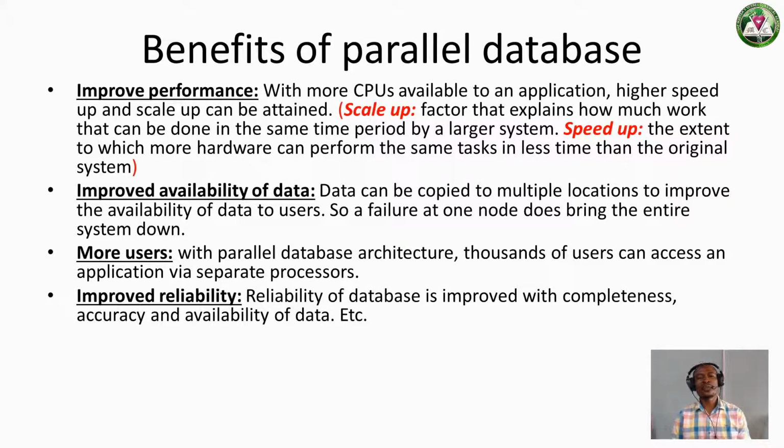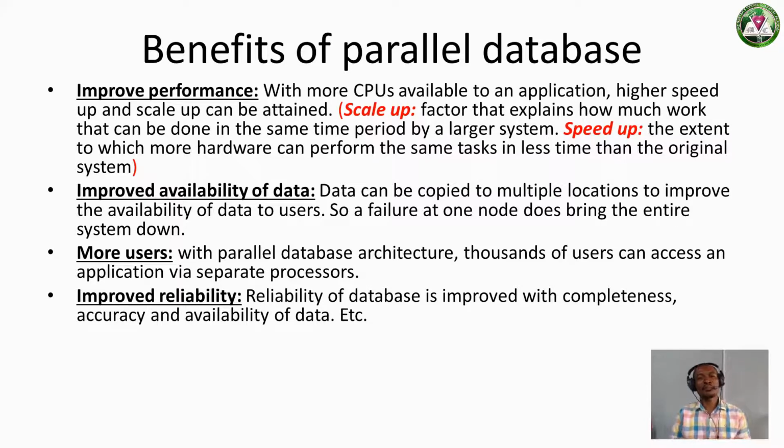Alright, the next one is improved availability of data. In this case, data can be copied to multiple locations to improve the availability of data to users. For example, sometimes when you come back, there may be one document or the other that the parents will sign. If we put them in one location, you discover that this document will not be available to your parents to sign. So we distribute them so that it will be available to your parents to sign.